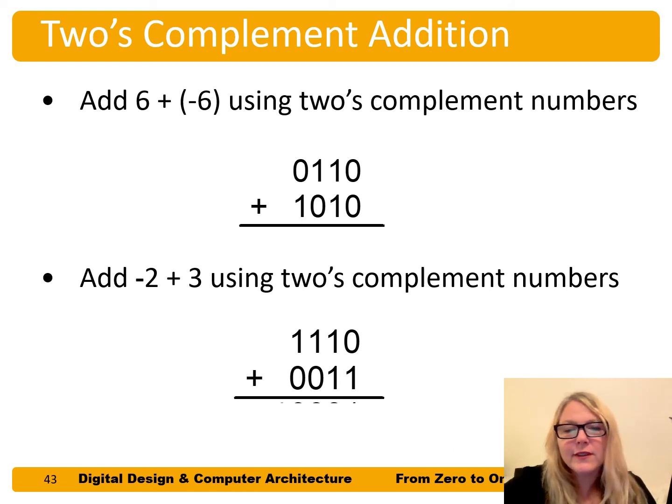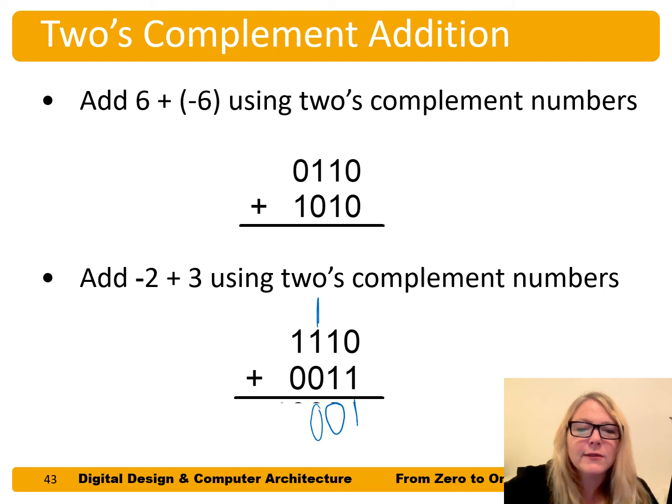Okay, so we have 0 plus 1, which gives us a 1. 1 plus 1 is 2, which is 0, carry the 1. We have 1 plus 1 plus 0, again 2, which is 0, carry the 1. 1 plus 1 plus 0, 2 again, which is 0, carry the 1. And so what value do we get? Remember, 4-bit addition, 4-bit result.